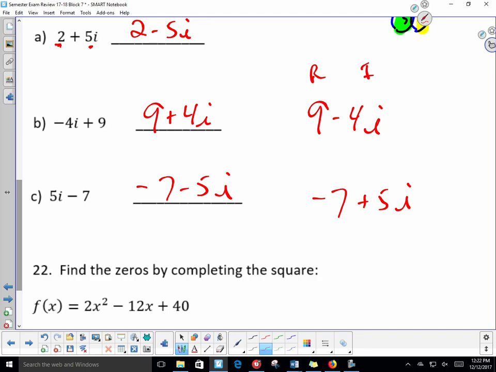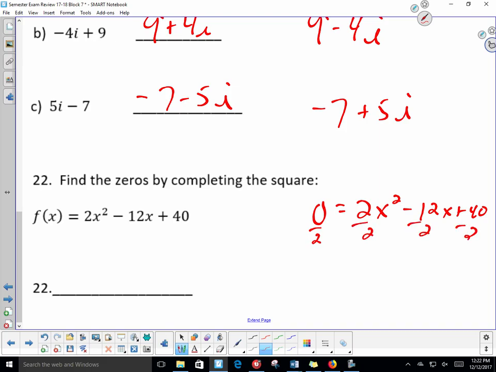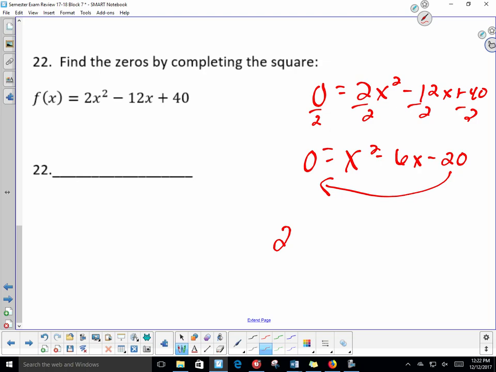Okay, now it wants us to find the zeros by completing the square. So we've done this once, so we should be good, right? What would you do first? So set the whole thing equal to 0. Then what? And then divide each by 2. Divide everything by 2. Keep going, you're doing well. And then you would move the 20 to the other side. So I'm adding 20 to both sides.